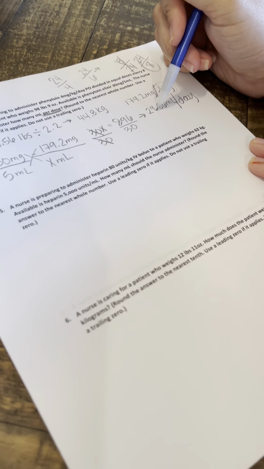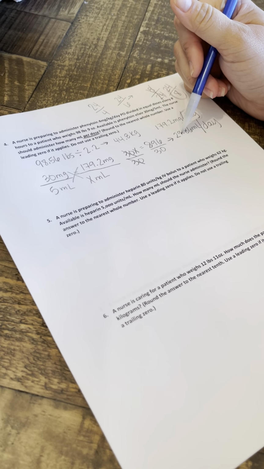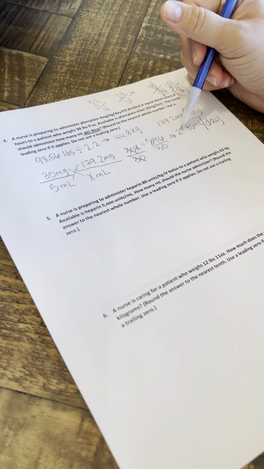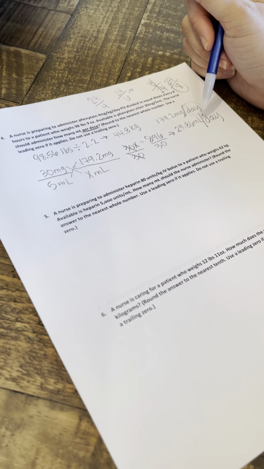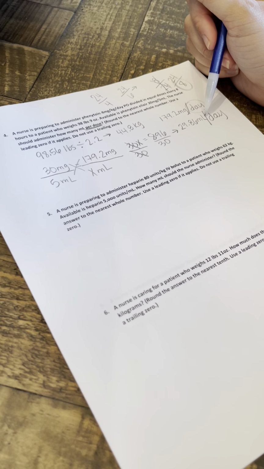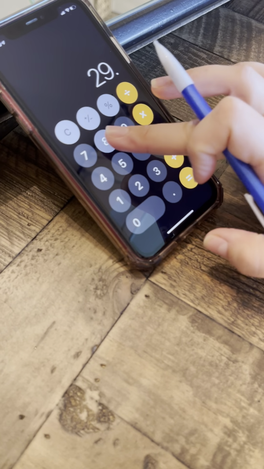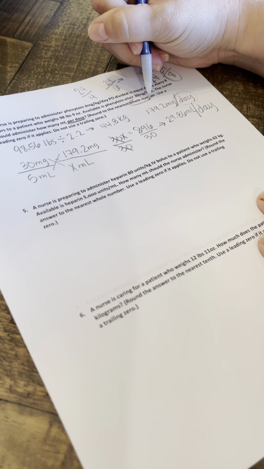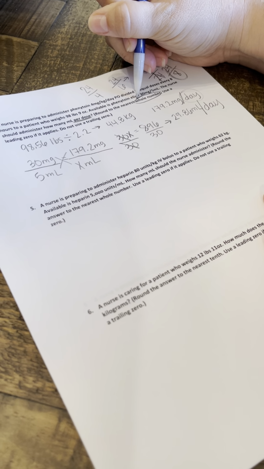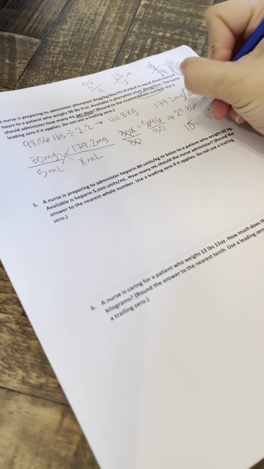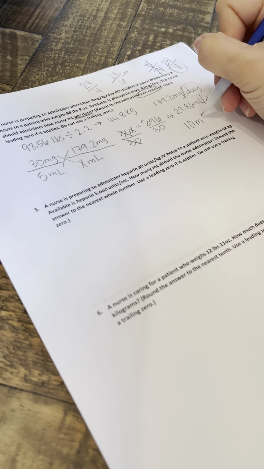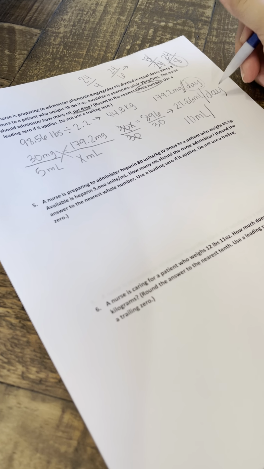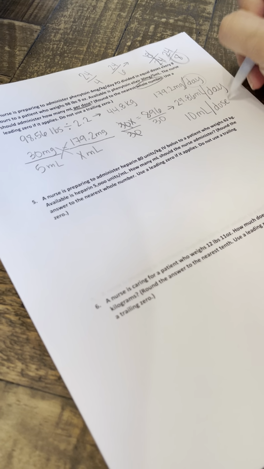So we're going to take this number. We want to divide by 3 because we need to know how many we're going to give per dose, and we're giving it 3 times. So we take this number, 29.86, and divide it by 3. And our question wants us to round to the nearest whole number. So 9.9 rounded to the nearest whole number is 10. So we're going to give 10 mLs now per dose, not per day anymore.